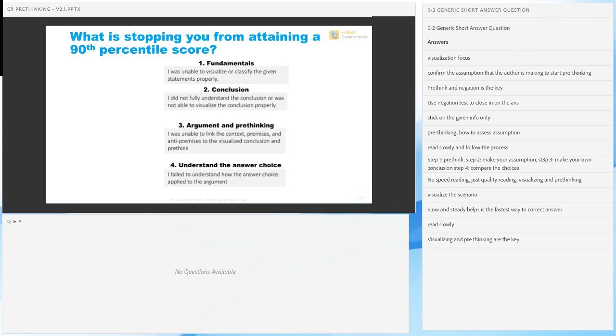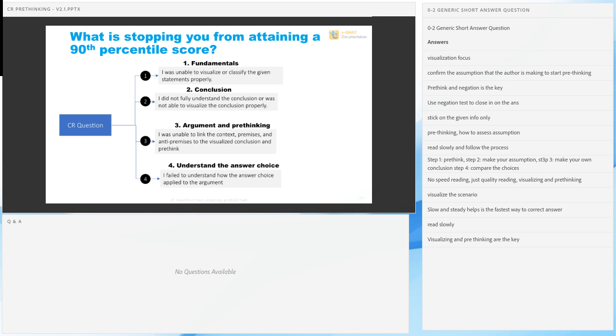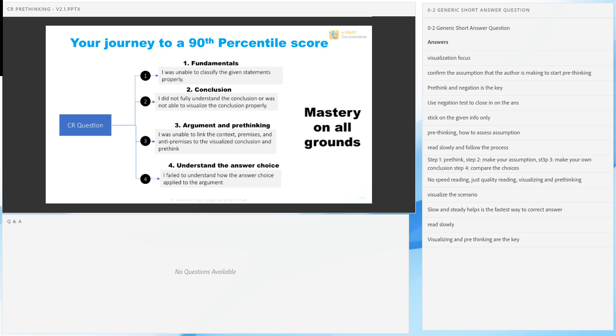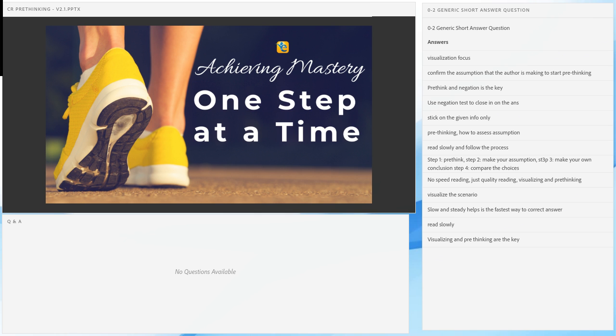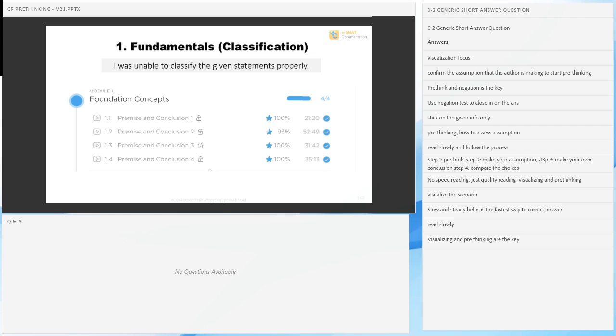And D, you don't understand the answer choices. And then every CR question is going to test you on all four of them. So to excel, you've got to do all four correctly. But if you want to achieve this mastery, you've got to go one step at a time, which is where you've got to learn how to classify statements properly.